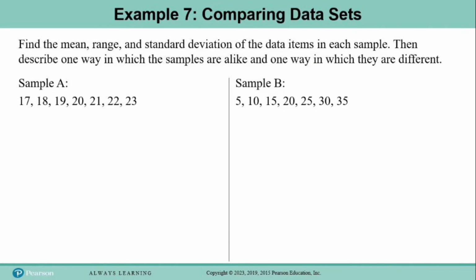Now I'm going to count on you to enter each of these data sets into your calculator and get these values. If you do that for this first sample, you'll get a mean of 20 and a standard deviation of 2.2.